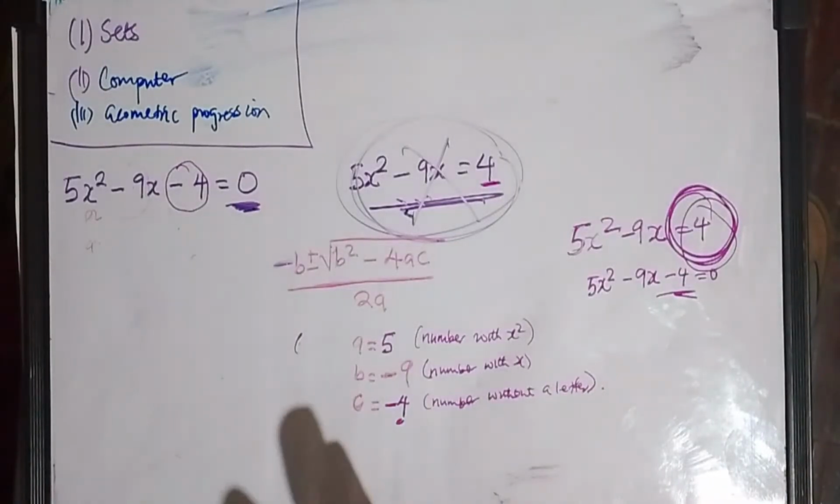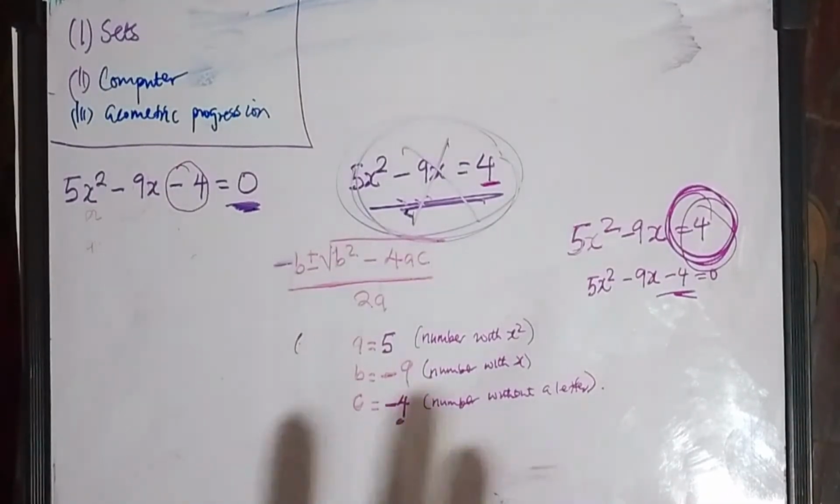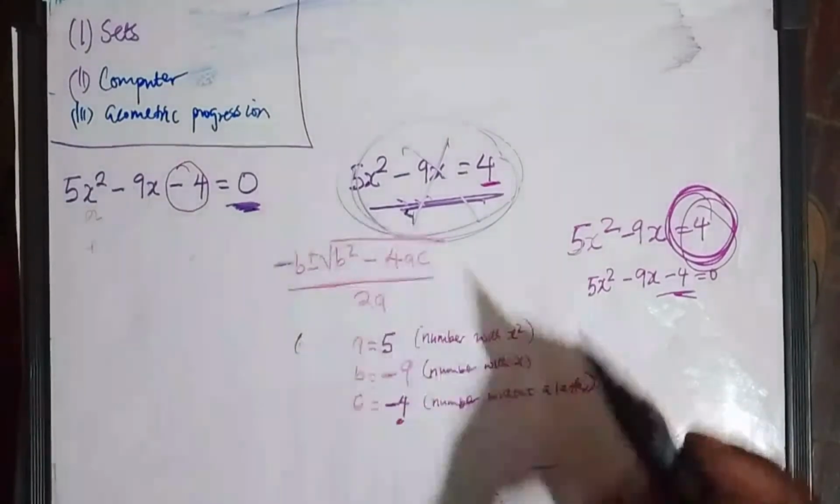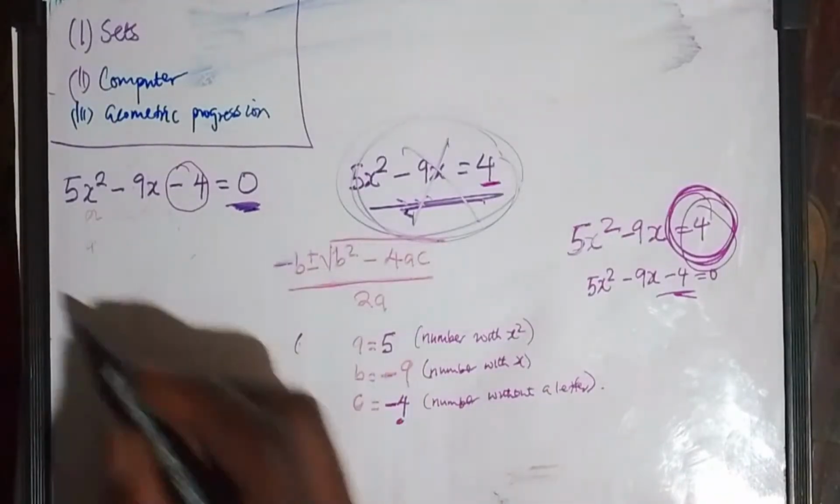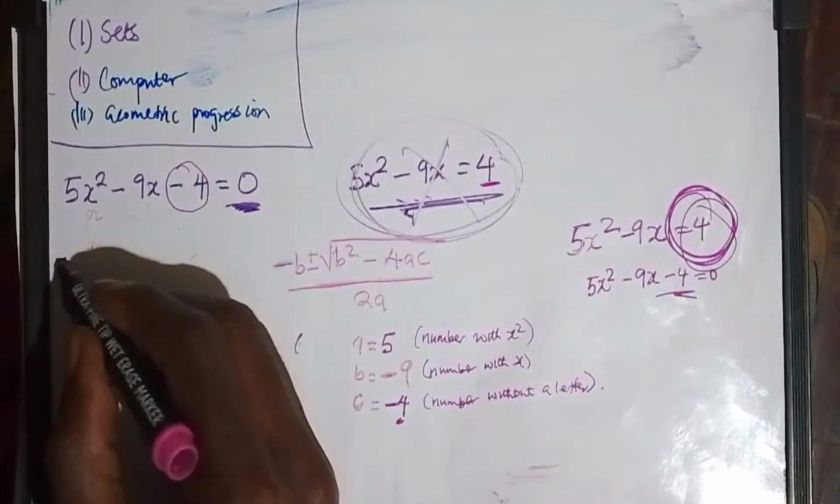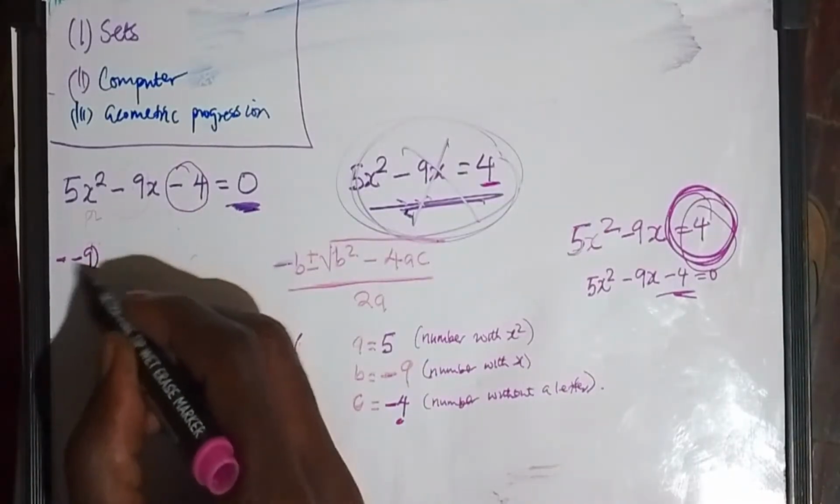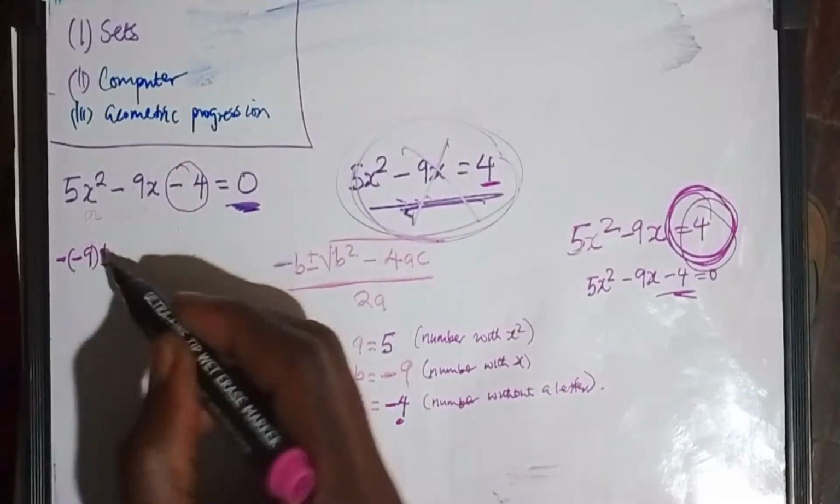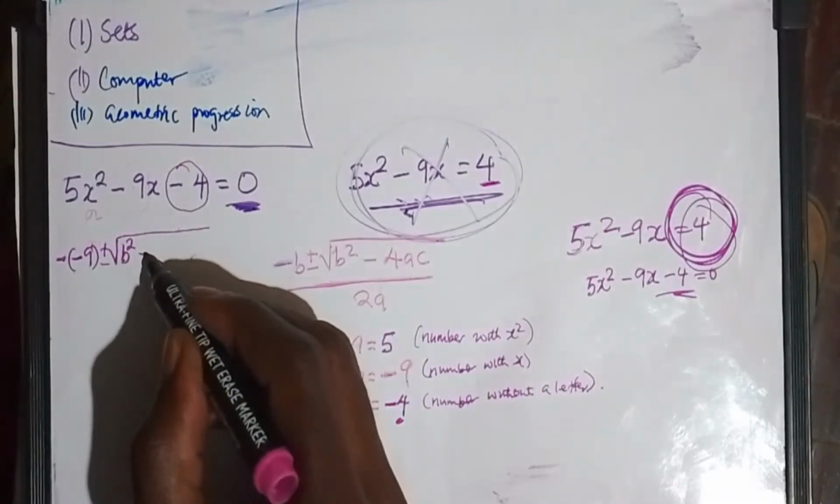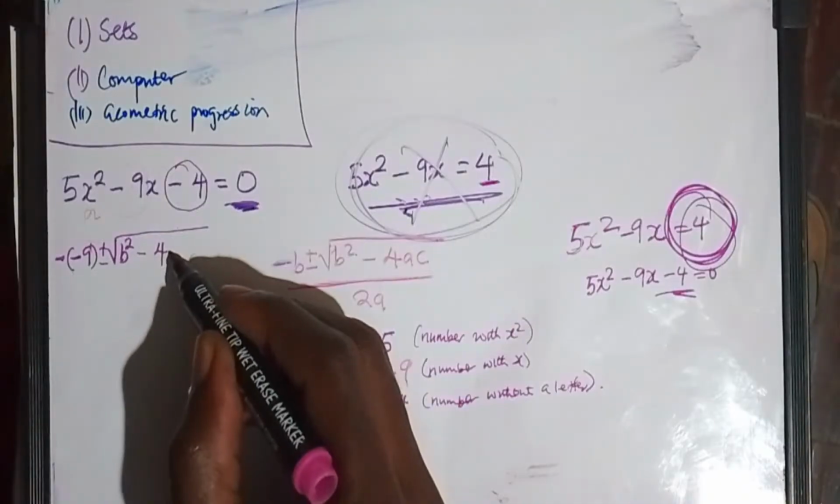So this is how you can do it. Now let's solve the quadratic equation. The quadratic equation, you can solve it in less than 5 minutes. So let's solve it. What is b? Negative 9. Don't forget the negative sign. Negative 9 plus or minus the square root of b squared minus 4.